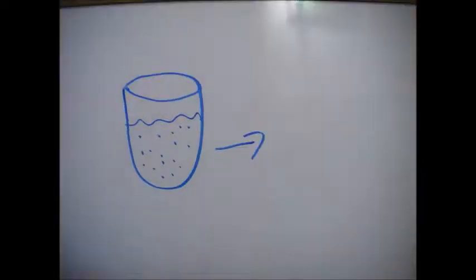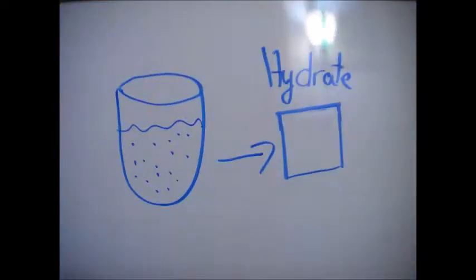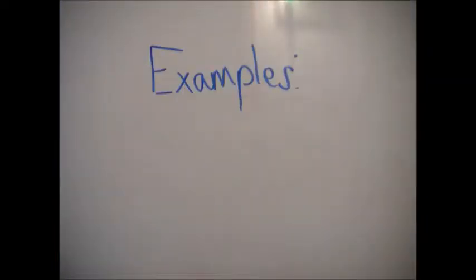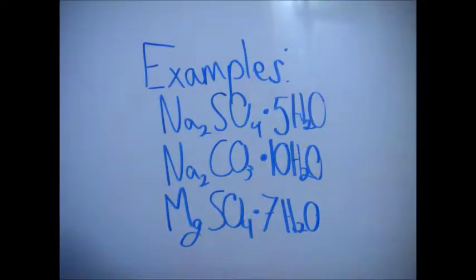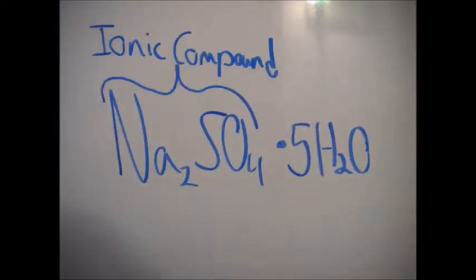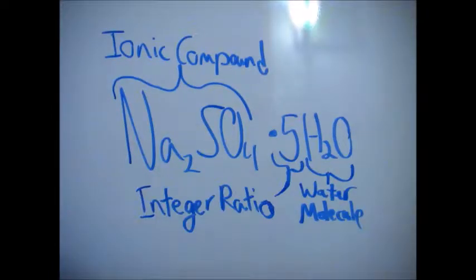Determining the formula of a hydrate. Ionic solids from a water solution often contain chemically bonded water molecules. These substances are known as hydrates. Examples of hydrates include sodium sulfate, sodium carbonate, and magnesium sulfate. The formulas for hydrates show the ionic compound followed by a water molecule, usually accompanied by a number showing the ratio of water molecules to the ionic compound.